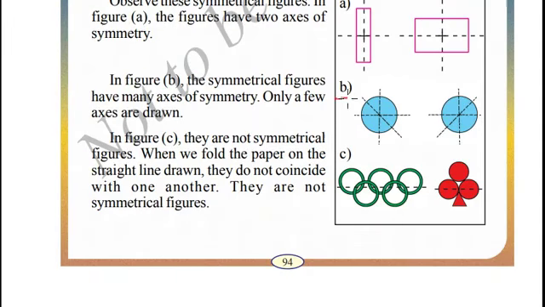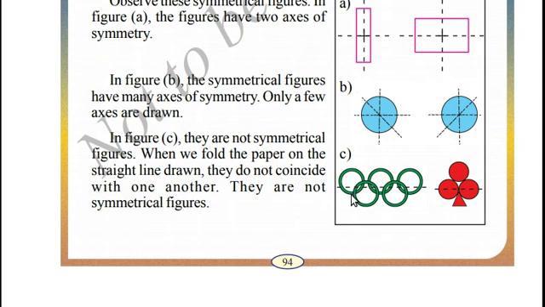In example B, the given figure is a circle. We can notice 1, 2, 3. We can draw as many axes of symmetry on a circle, passing through the center of the circle. This has no limit. We can draw as many axes of symmetry on a circle.